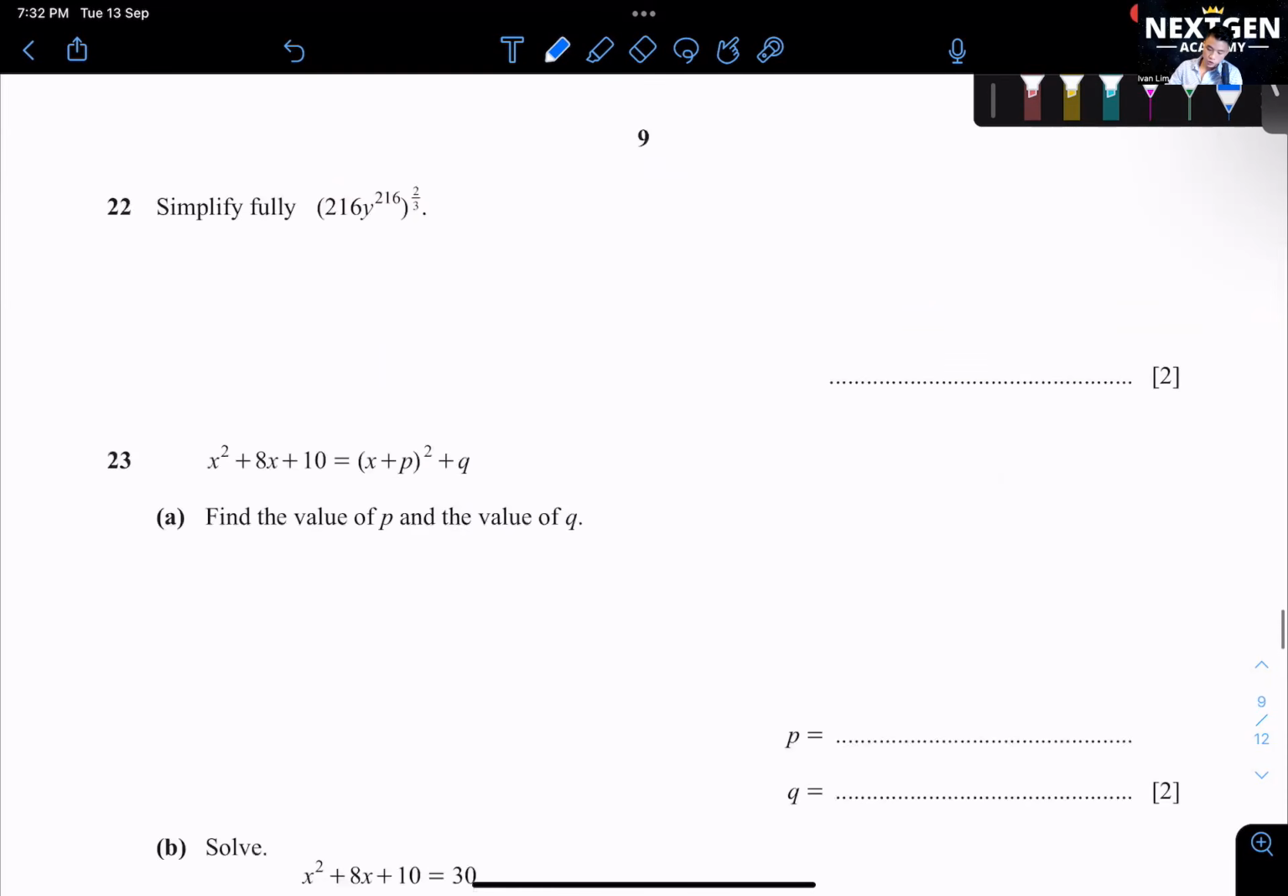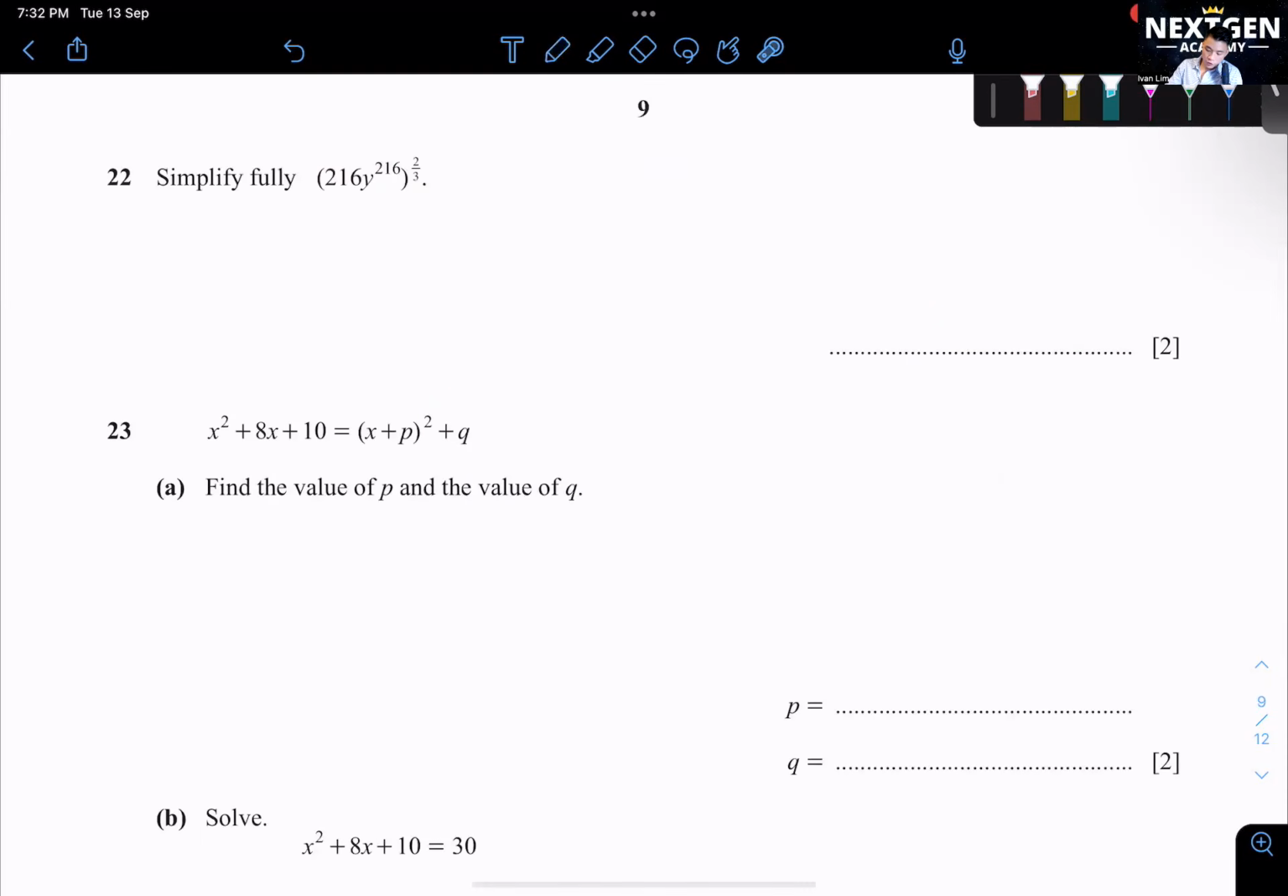All right, question 22. Simplify fully 216y to the power of 216, bracket 2 over 3. This is also law of indices.